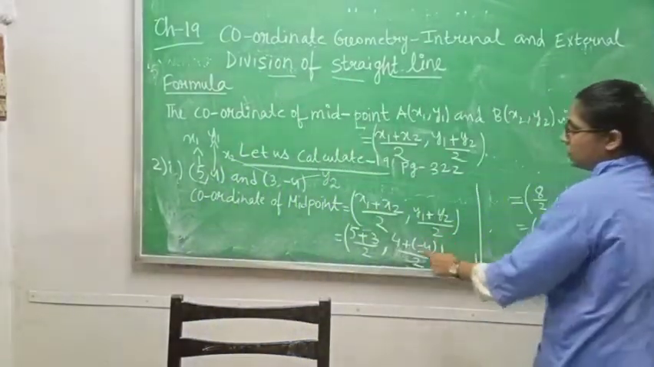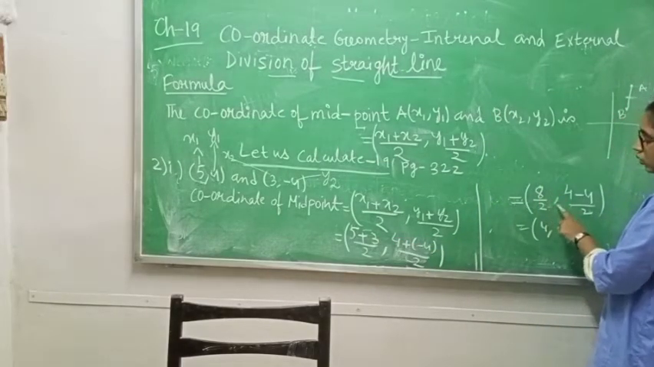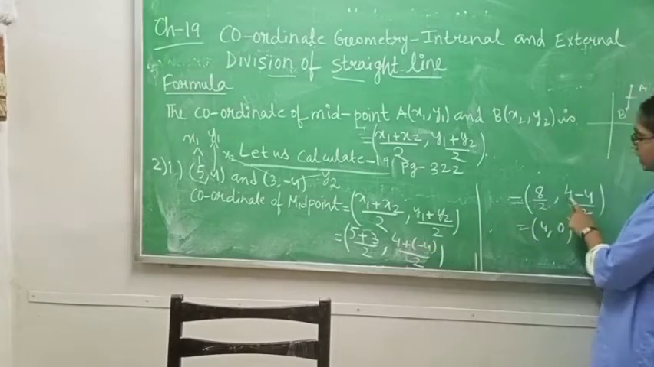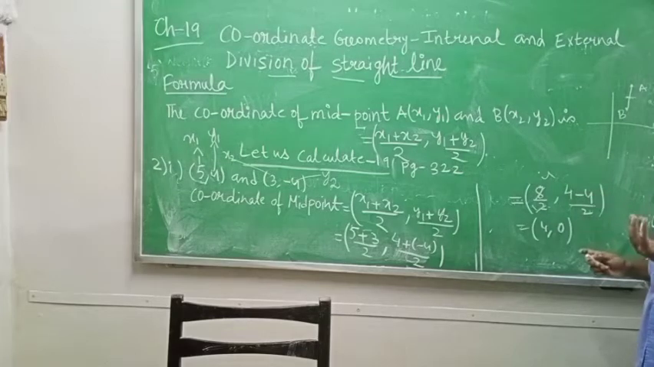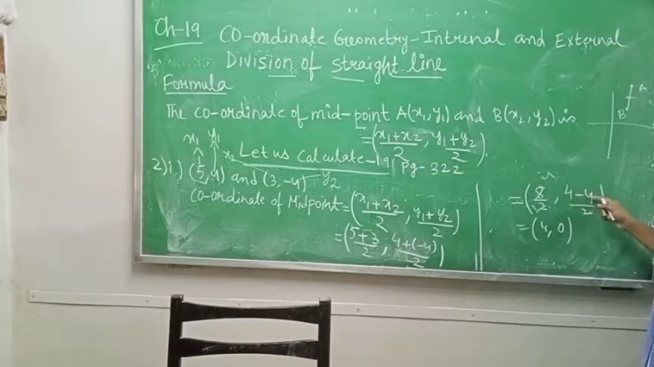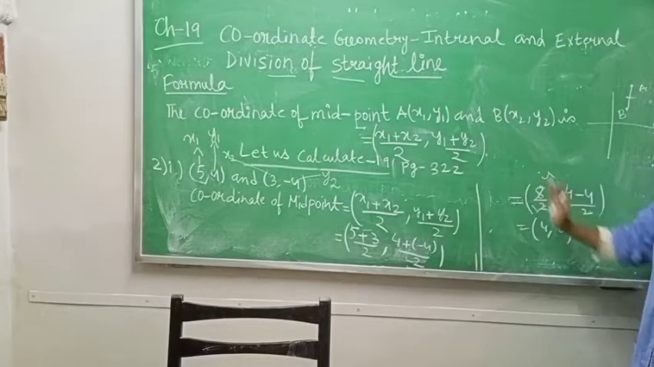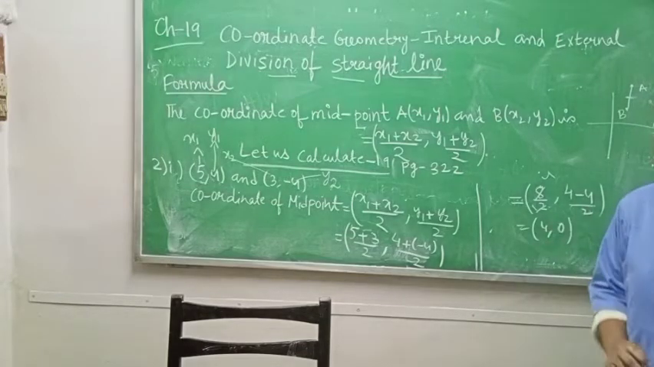Now when you add 5 plus 3, it will come 8 and in the denominator you have 2, so you will write 8/2, comma. Now 4 plus minus is minus, 4 minus 4 divided by 2. Now 2 ones are 2, 2 fours are 8. 4 minus 4 will give you 0 and 0 by 2 will be 0 only. So 4 comma 0 will be your coordinate of the midpoint. So it's very simple and easy. You have to use this formula to find the coordinate of the midpoint. Understood? Complete this one.